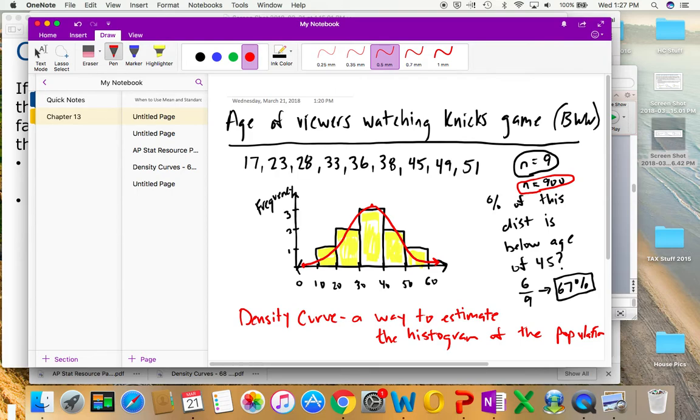Now, we'll talk a little bit more about how to draw this curve and how to use this curve, but for right now, I just want us to concentrate on the fact that it's an estimate of what the histogram would be of the entire population.